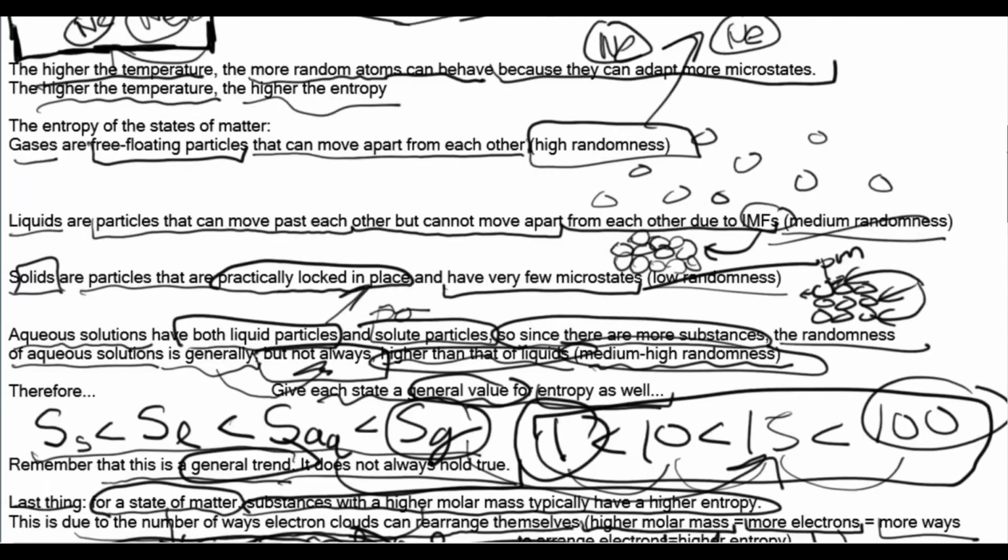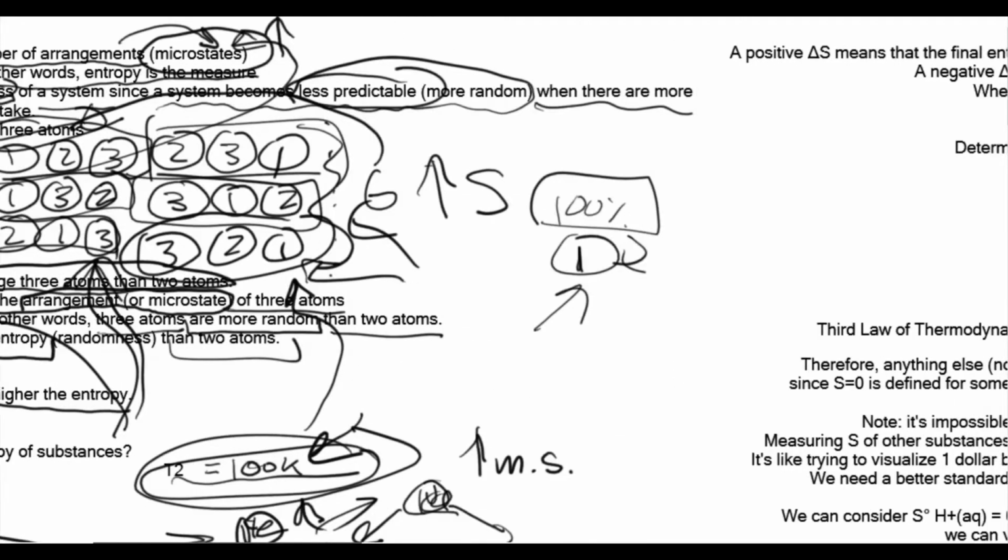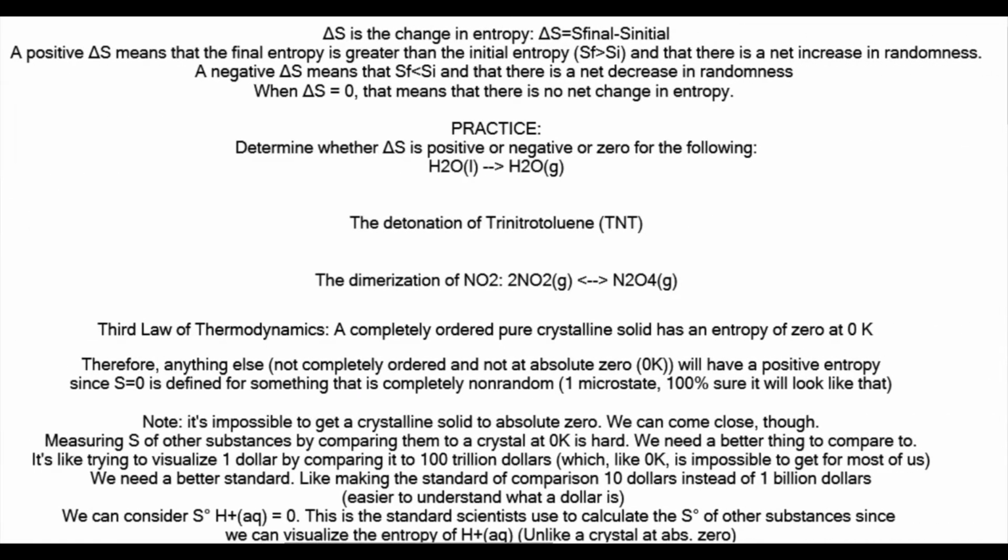Now, let's continue on and talk about a new concept. Not really new, just an extension. Let's talk about delta S, the change in S, the change in entropy. Delta S is the final entropy minus the initial entropy. And in this case, it almost always has to do with reactions, as we've seen with delta H.